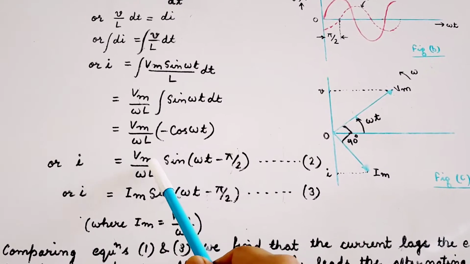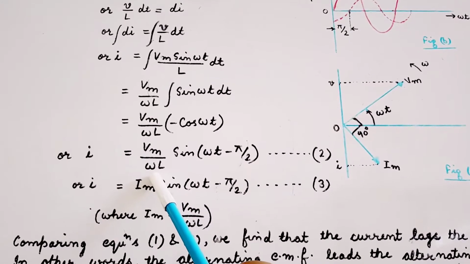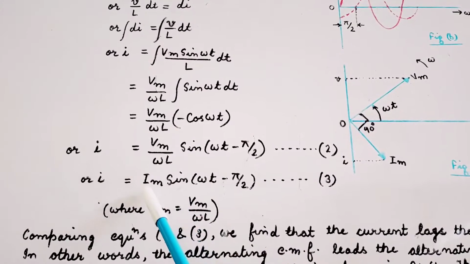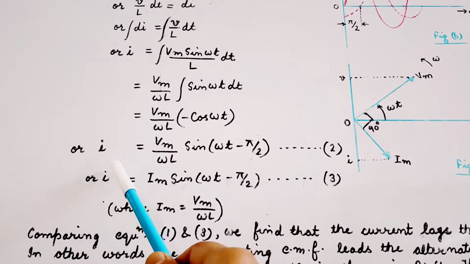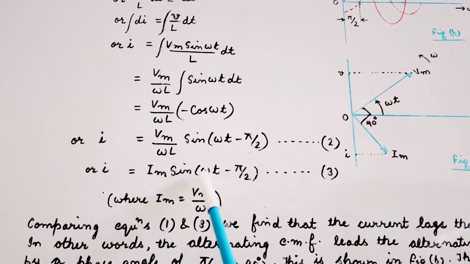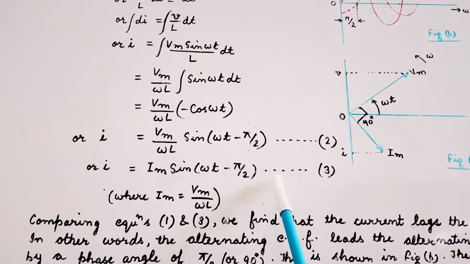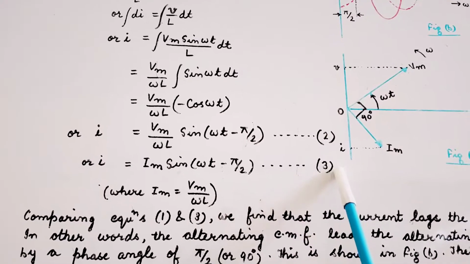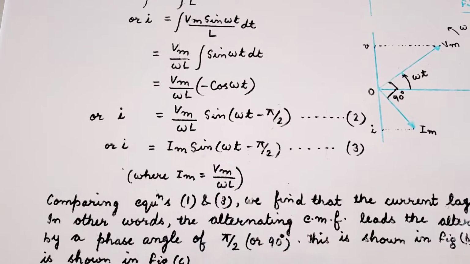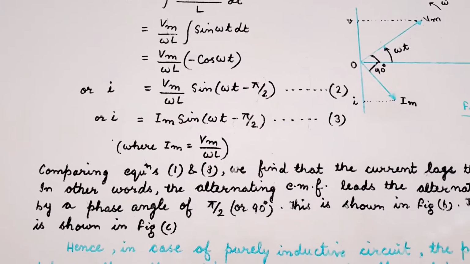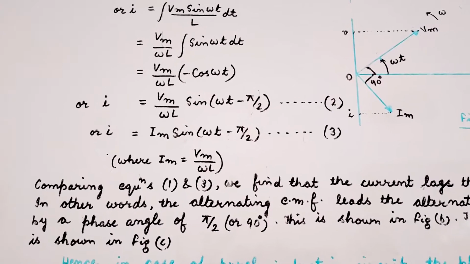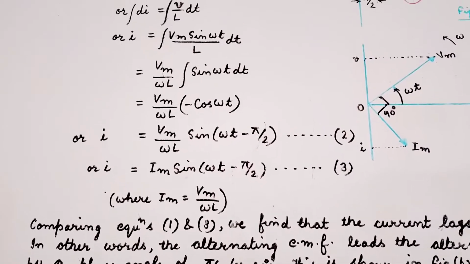Now Vm upon omega L is nothing but the maximum value of the current, which can be written as Im. So this equation can be written as small i is equal to Im into sin omega t minus pi by 2. Let us call this equation number 3, where this Im is Vm upon omega into L.